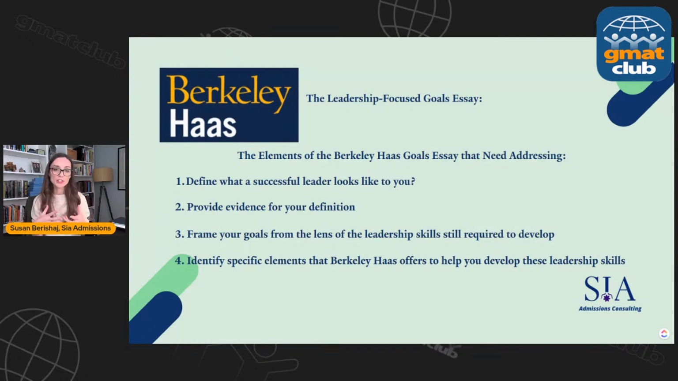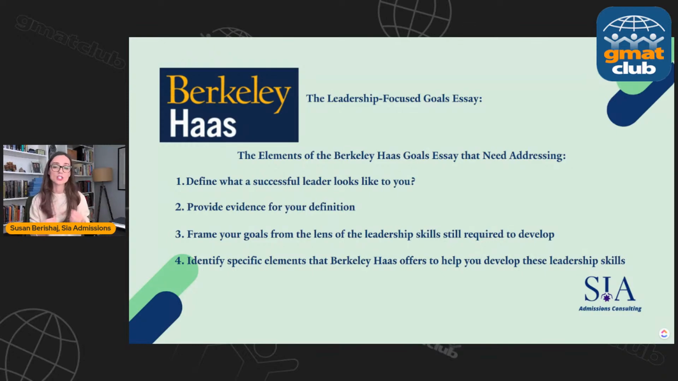Now, when you think of these four parts, I don't want you to come away thinking, how can I answer all of these, or how can I break this into all these different parts if I only have 300 words to respond to this? Remember that each of these elements doesn't require its own paragraph. It can be a sentence or two for the leadership, a few sentences for the example that you include, a few sentences for your goals, and then another few sentences for Berkeley Haas as to what it offers you.